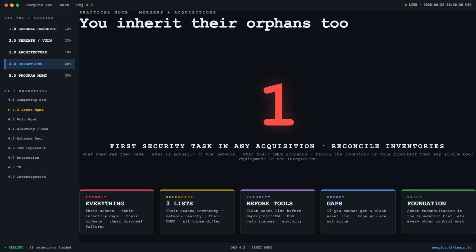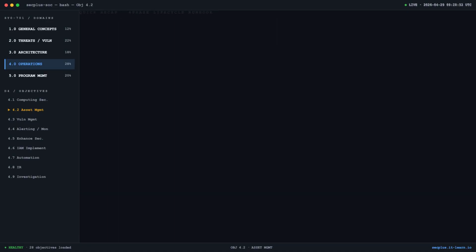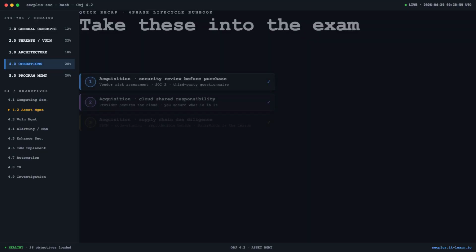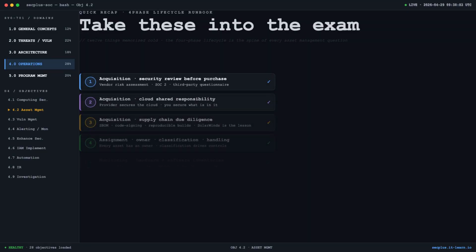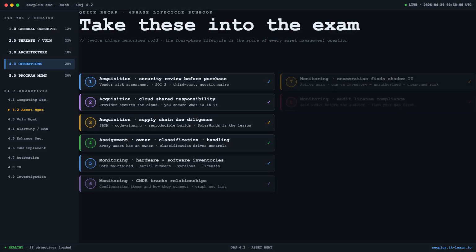Quick recap as a 4-step lifecycle checklist. 1. Acquisition. Security review before purchase. Vendor risk assessment. Shared responsibility for cloud. Watch supply chain risk. 2. Assignment. Owner assigned, classification labeled, handling rules documented. 3. Monitoring. Hardware inventory and software inventory both maintained. CMDB holds configuration items and their relationships. Active enumeration finds shadow IT. Software license compliance audited.